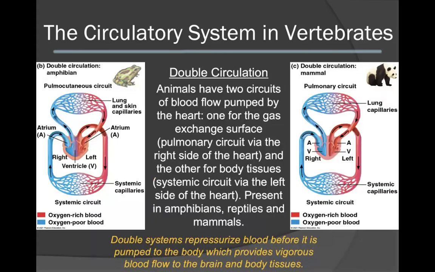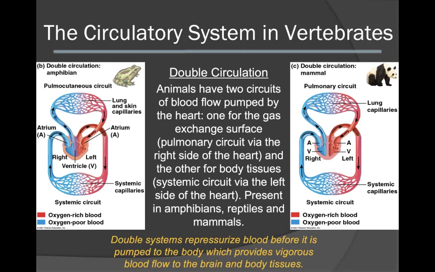In a double circulation system, animals will have two circuits of blood flow. One will involve the gas exchange surface to allow for the blood to become oxygenated, and the other circuit is responsible for distributing the blood to the rest of the body tissues. We call this the systemic circuit, and it's typically the blood that exits out the left side of the heart, while the gas exchange is termed the pulmonary circuit. This typically leaves from the right side of the heart. Double circulation systems are present in amphibians, reptiles, as well as mammals.